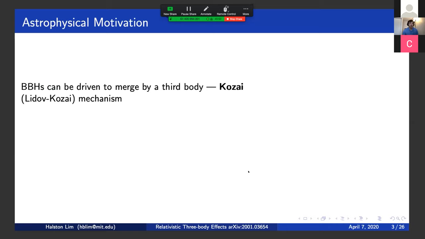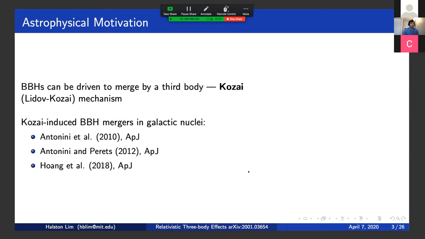So we still aren't certain how the binary black hole mergers detected by LIGO formed, but one way to accelerate the merger of a binary black hole is through the presence of a third body. We call the orbital perturbation due to this third body the Kozai mechanism. So one astrophysical scenario where we expect to observe three body systems would be in galactic nuclei. For instance, you have a stellar mass binary black hole in orbit around a supermassive black hole.